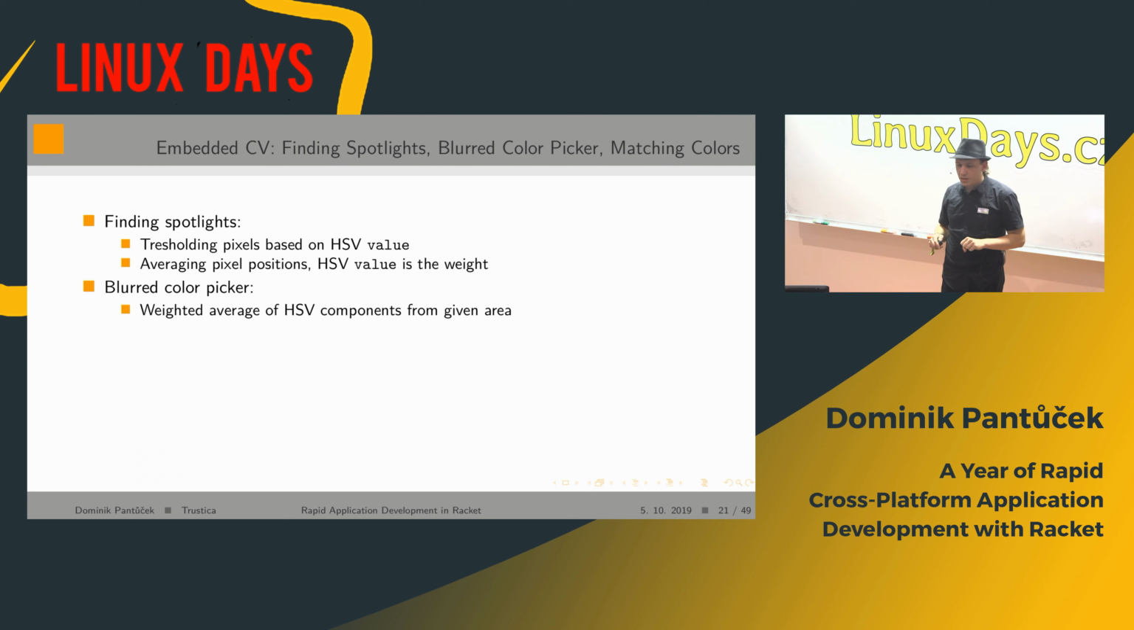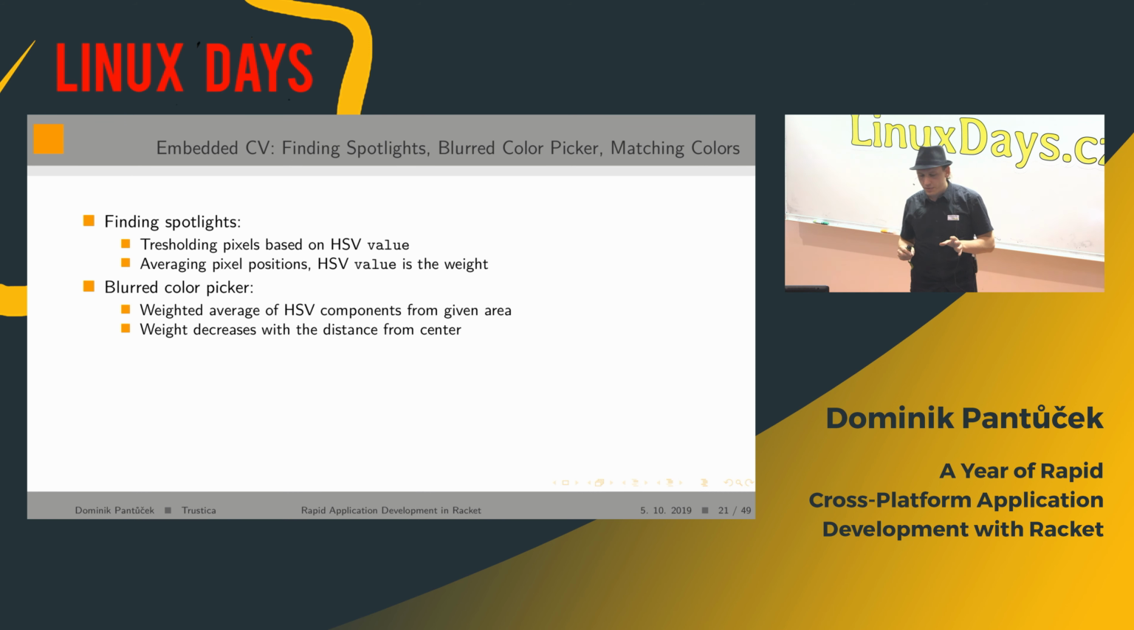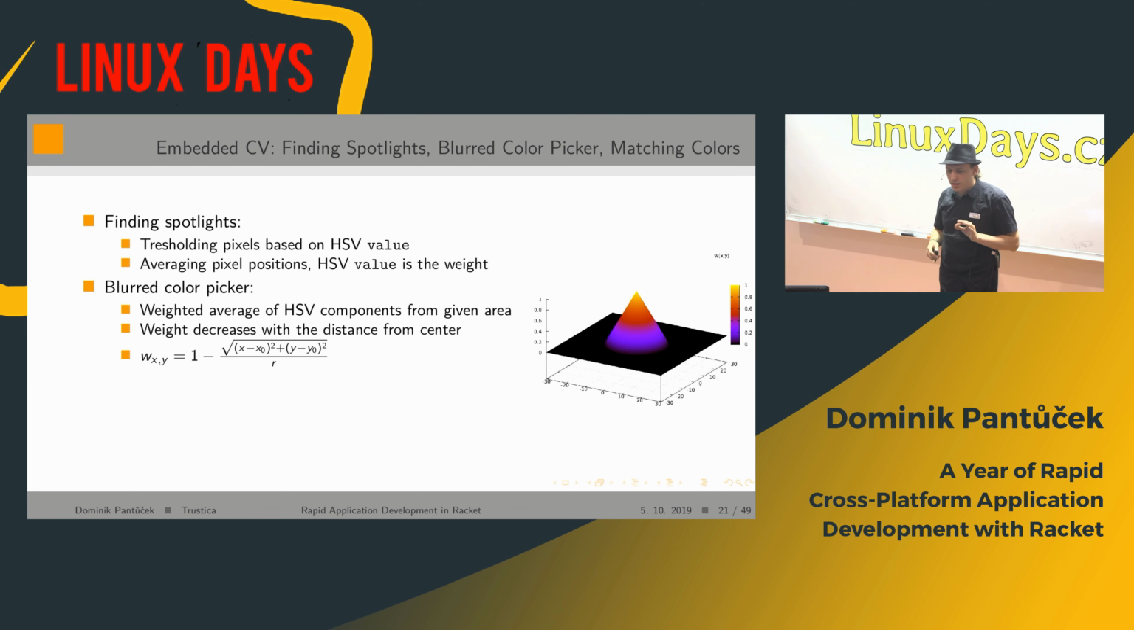So we implemented a blurred color picker, which takes a few values, actually quite a lot of them, around 300 or 400, and creates a weighted average of those for a given area. And the weighted average is that the weight of the pixels decreases based on the distance from the center. Actually, it's rather simple. We are using this formula, and you can imagine the weight of the pixels as the cone depicted on the right.